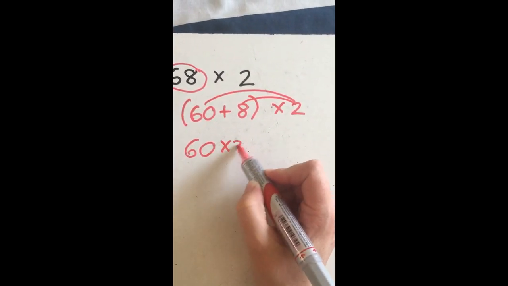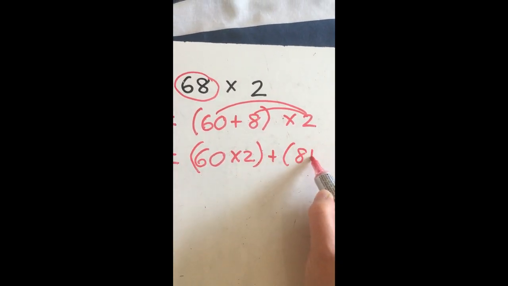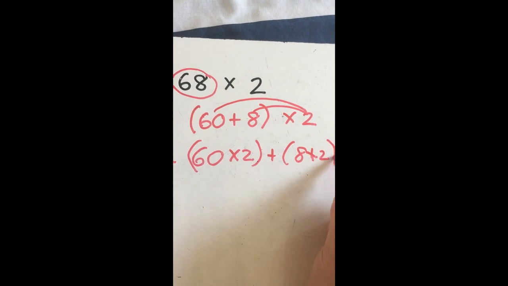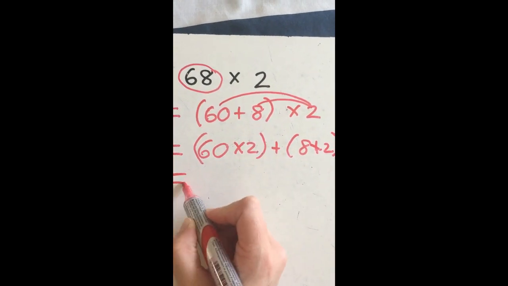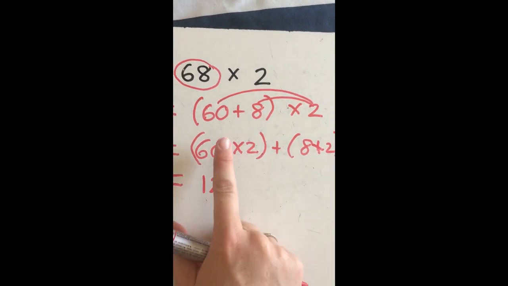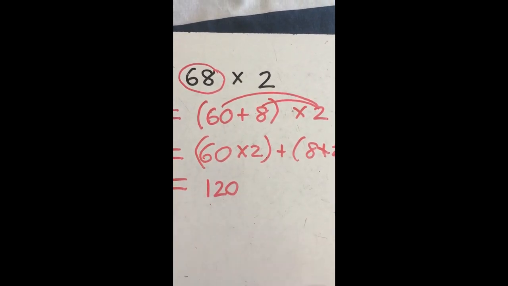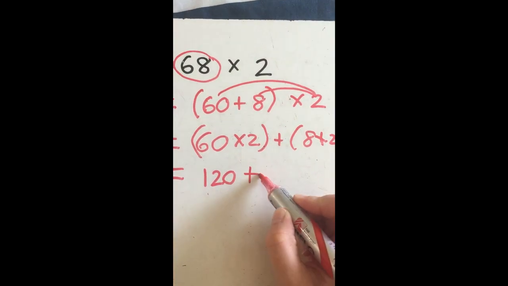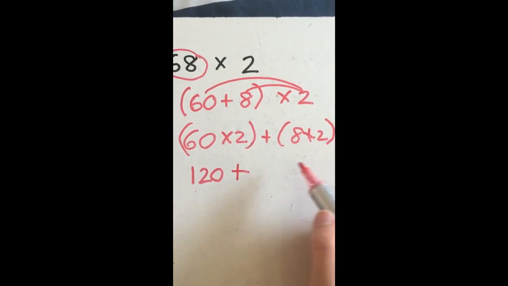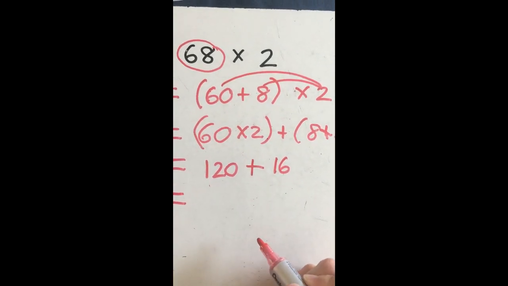60 times 2. And 8 times 2. 60 times 2 is 120 because without the 0, 6 times 2 is 12, and then I add the 0 again. And 8 times 2 equals 16. Then we add these two together.